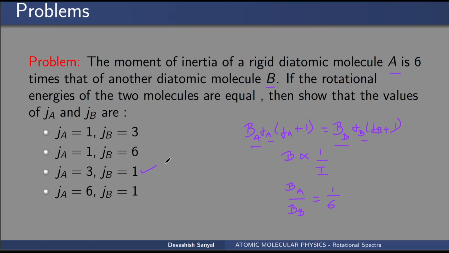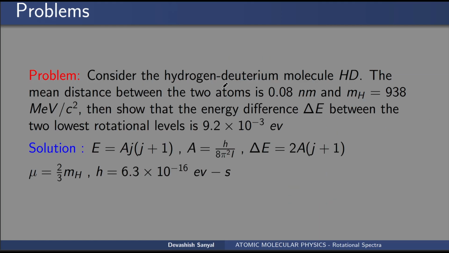Okay, we go to the next problem. So consider the hydrogen deuterium molecule HD. The mean distance between the two atoms is so much nanometer, and the mass of hydrogen atom is 938 MeV by c square. Then show that the energy difference delta E between the two lowest energy levels is 9.2 into 10 to the power minus 3 electron volt.